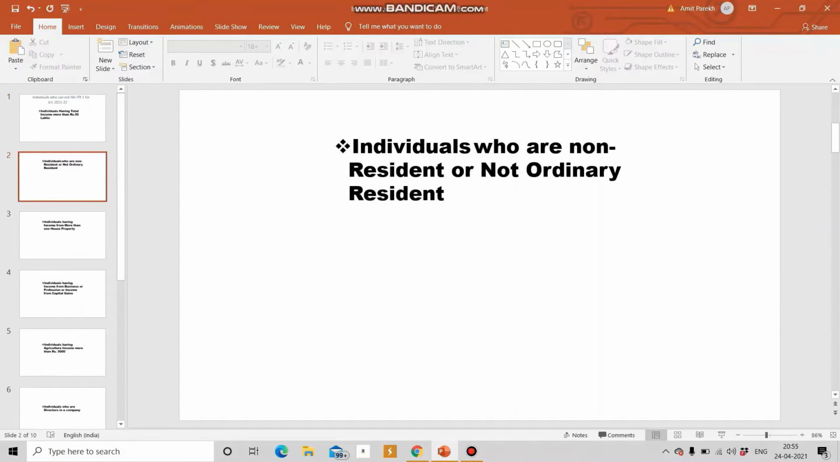Now the next point. Individuals who are non-resident or not ordinary resident. In the Income Tax Act, the specific criteria is given for an individual to be treated as resident or non-resident. If he is a non-resident, he cannot file ITR1 even though he has only salary income or only house property income. Even if he is partly resident, that is not ordinary resident, still he cannot file ITR1. He has to file other ITRs.